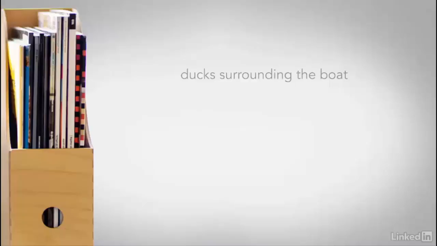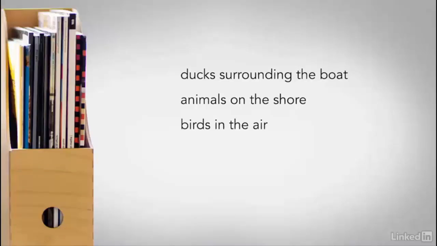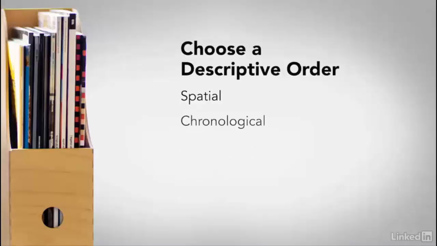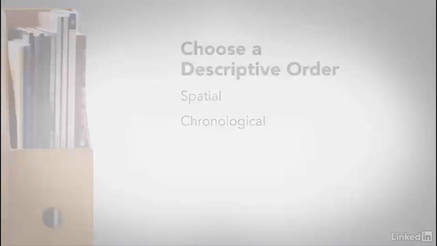For example, we could begin with the ducks surrounding the boat, seeing animals on the shore, and then types of birds in the air. Or inside the boat, the life jackets, the towel, and the picnic basket. Then outside the boat, ducks and other boaters. And then on the shore, a raccoon and people picnicking. A chronological order might also work. A logical time sequence. Put the boat in the water, pull kids in large tubes, relax, and have a picnic.